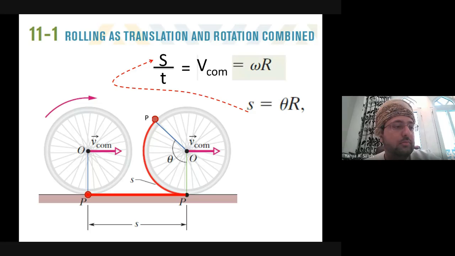Yes, Noor. So we spoke about translation alone and rotation alone. This chapter, we bring translation and rotation together. This is the same wheel, Rayan. It just moved from one place to the next. It's exactly the same wheel. It moved via rotation from this point to this point.